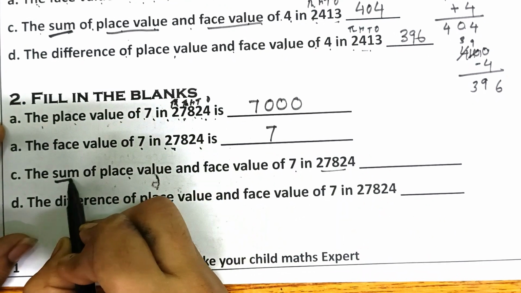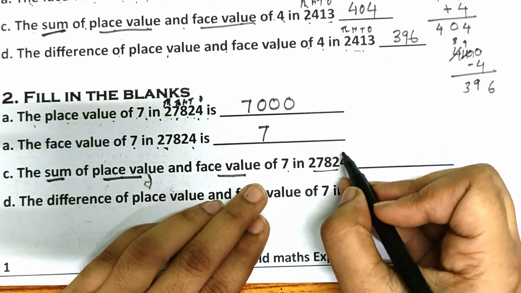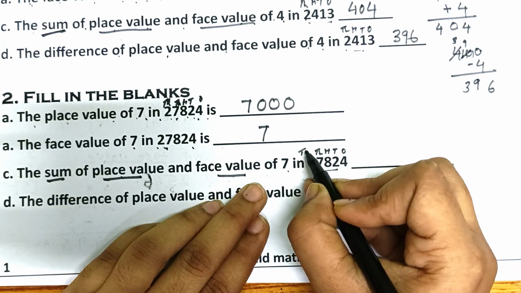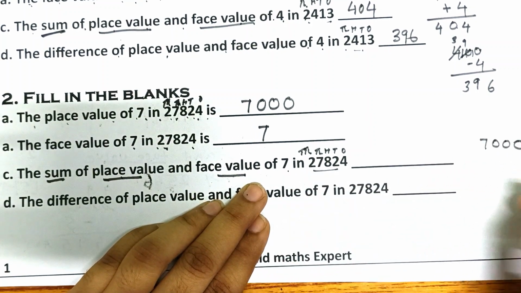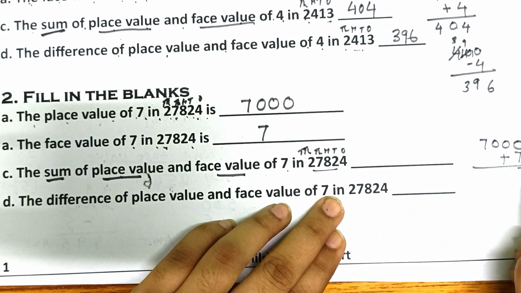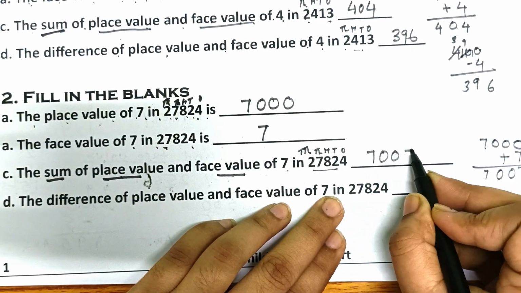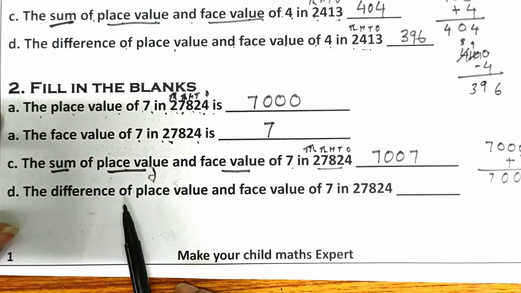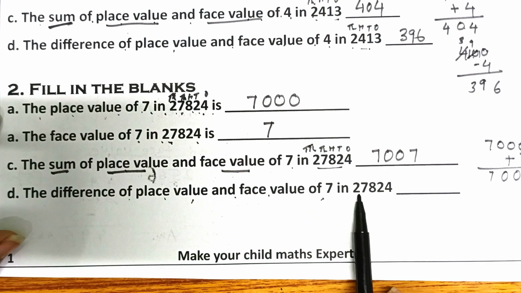Now the sum of place value and face value. So find out its place value first. So ones, tens, 100, 1000 and then 10,000. So the place value is 7000 and the face value is the number itself, and just add this: 7, 0, 0, then 7. So 7007. Clear? Okay.